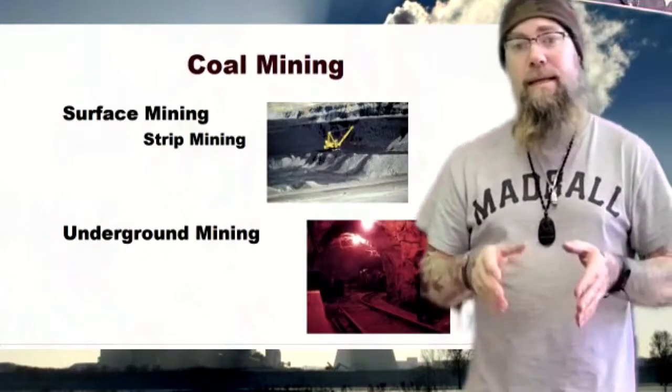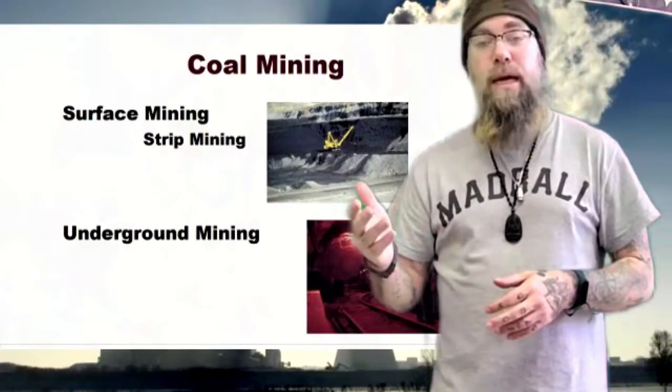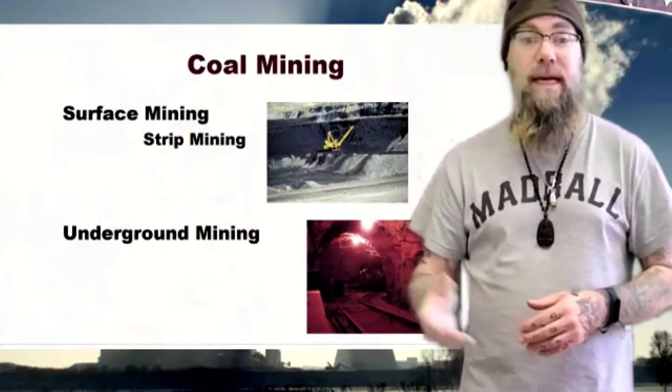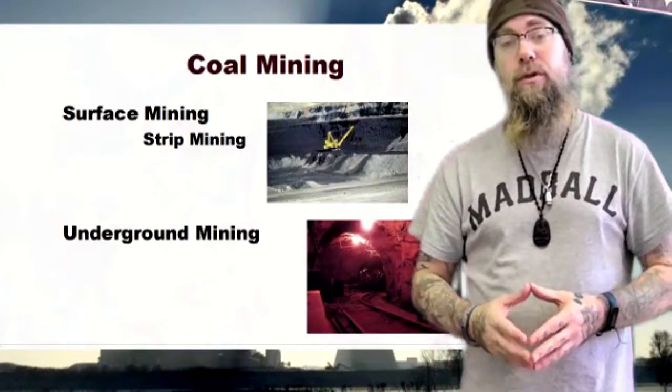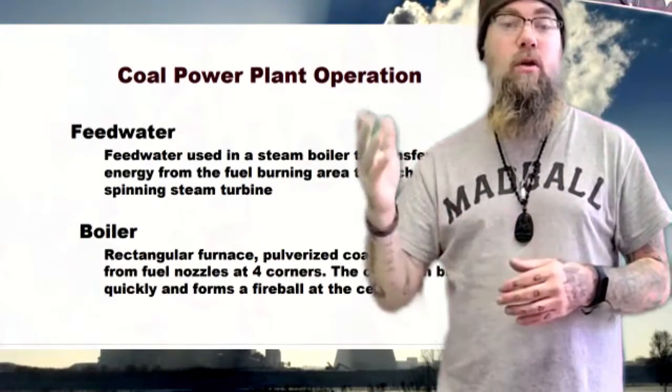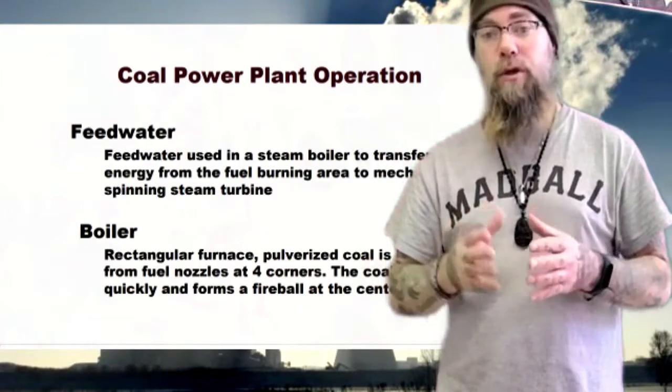And coal can be mined in two ways: surface mining or strip mining, meaning closer to the surface of the earth, or sometimes deep underground mining is used to find the coal. In order to make energy out of this coal, it has to be burned in a coal power plant. And there are some parts to this.